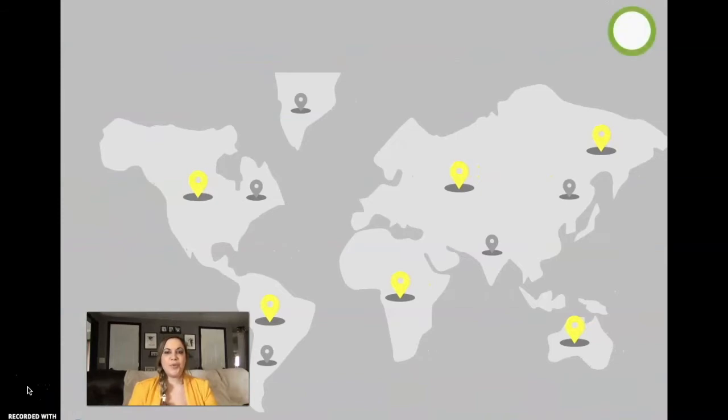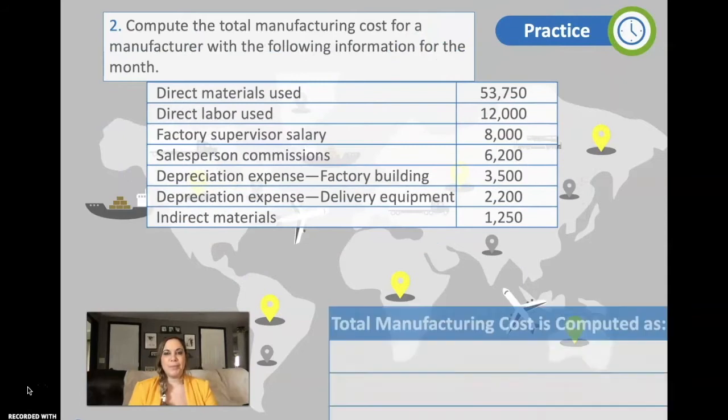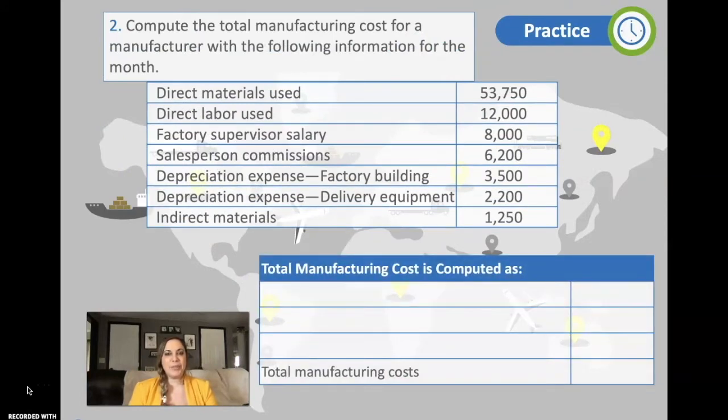We will now be going over a few practice problems that relate to the financial statements we just went over. Please follow along with the classwork handout. Number 2, compute the total manufacturing cost for a manufacturer with the following information for the month. It gives us account numbers. So we have direct materials, direct labor, factory supervisor salary, salesperson commissions, depreciation for the factory and for delivery equipment, and also indirect materials. We want to know what total manufacturing costs are.